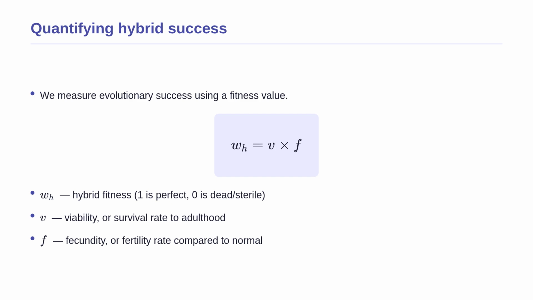Here, the symbol V represents the viability, which is the survival rate, or the chance the hybrid lives to adulthood. The symbol F represents the fecundity, which is the fertility rate, or the ability to produce offspring, compared to a normal individual. By multiplying these two independent probabilities together, we find the overall evolutionary success of the hybrid organism.